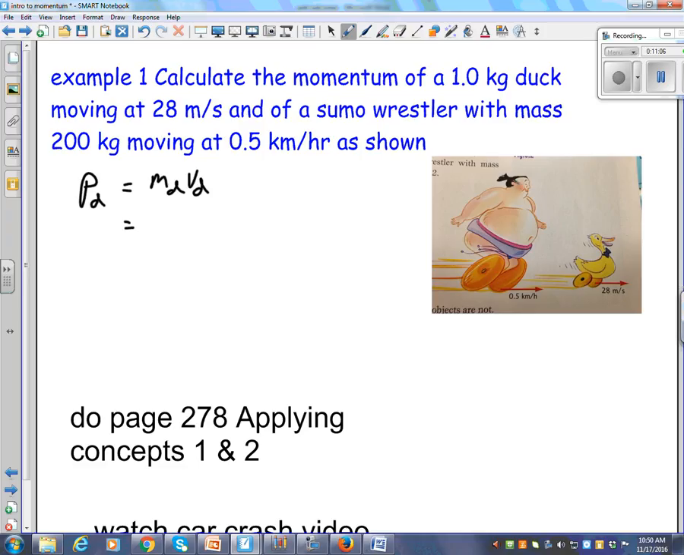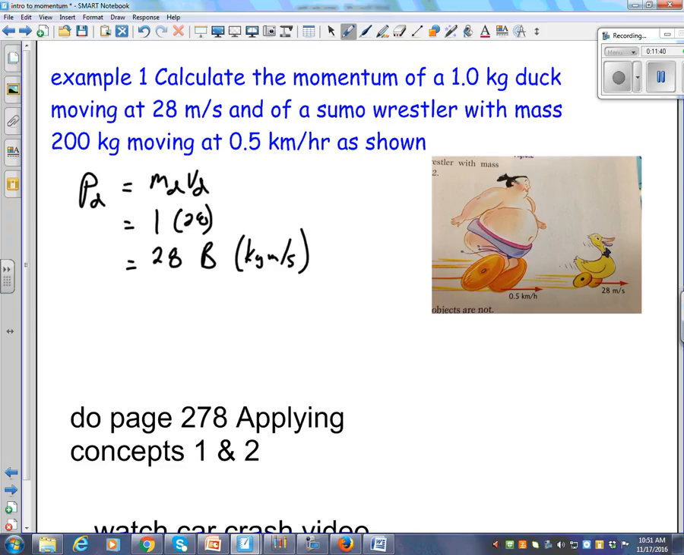Well, it's going to be 1 times 28. Surely you can do this without a calculator. It's got to be kilograms and meters per second. 1 times 28, 28.